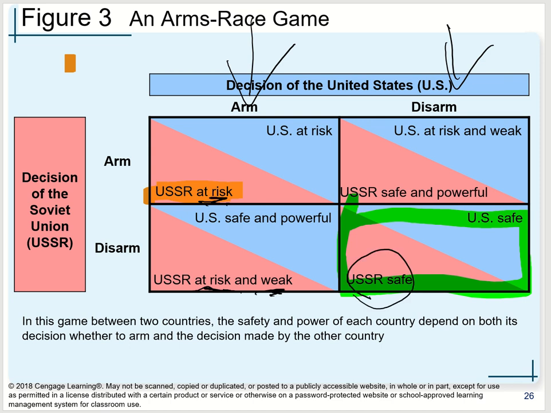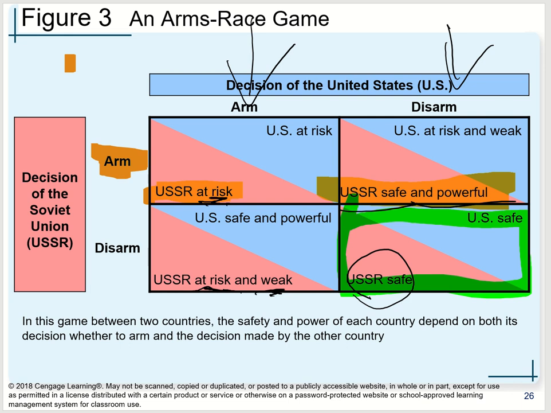But if they choose to arm, they can be safe and powerful. And safe and powerful is better than just safe. So they will also choose to arm. So arming for Soviet Russia is a dominant strategy. It doesn't matter what the US does, Soviet Russia will choose to arm.